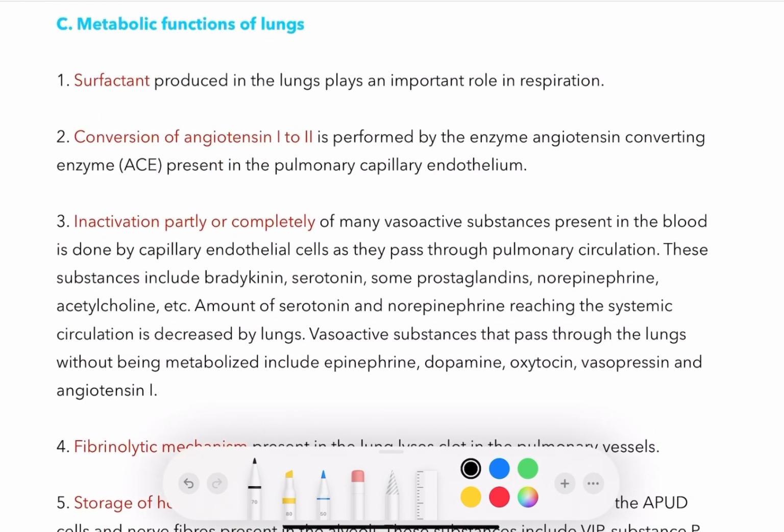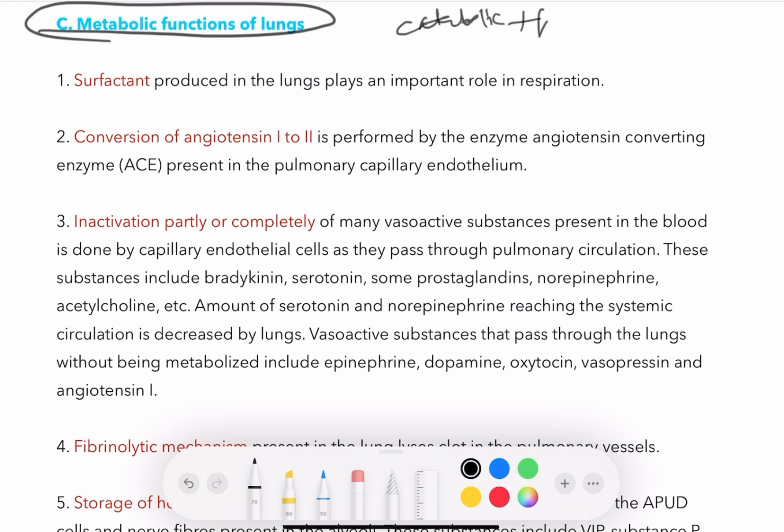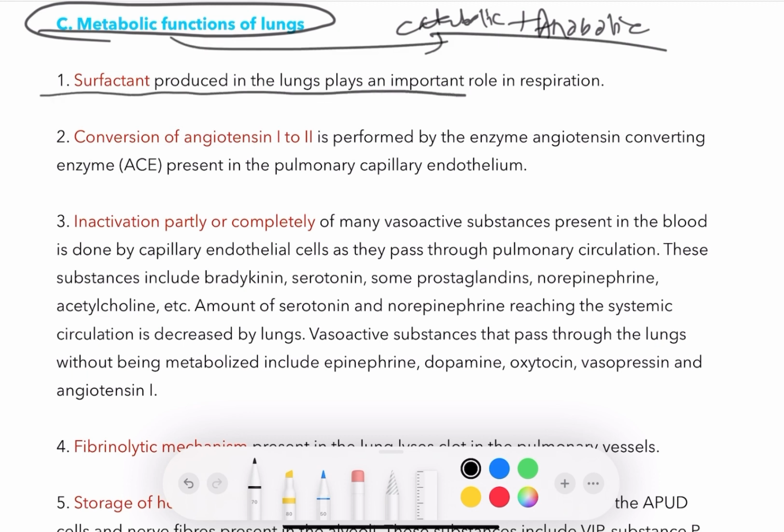And now last is the metabolic functions of the lungs. Metabolic means catabolic as well as anabolic, that is, destruction and formation. Both functions are done. First, surfactant produced in the lungs plays an important role in respiration. We have seen now that pneumocyte type 2 produces the surfactant. We have seen the microscopic structure of alveoli.